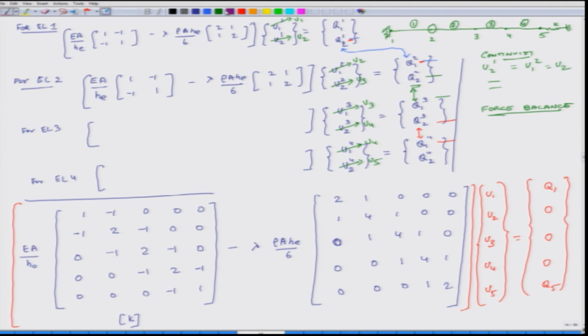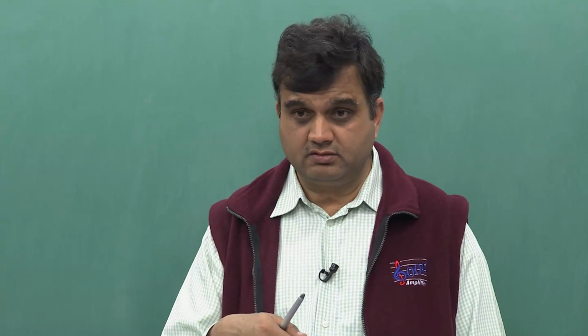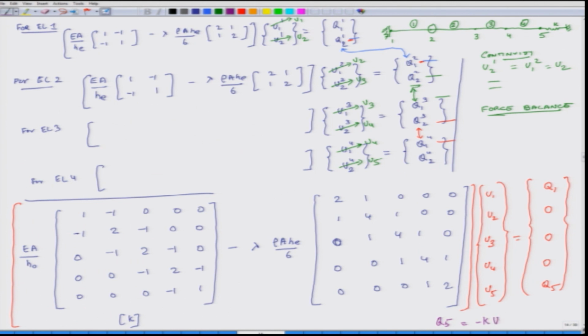Okay. Now, let us look at q5. q5 is the force which is being applied on the system due to the spring. If node 5 moves by a distance u, the spring will apply a force in the opposite direction and its value will be k times u5. So, q5 is equal to minus k times u5. So, this becomes minus k times u5, and because u5 is unknown, I move it to the left hand side. So, here I get another term.